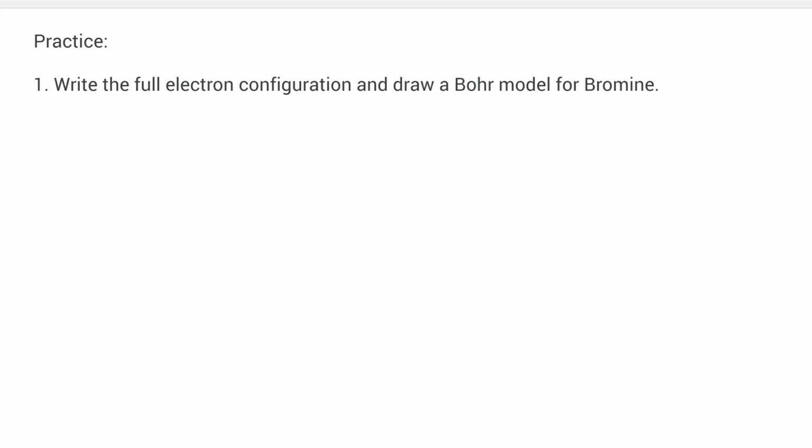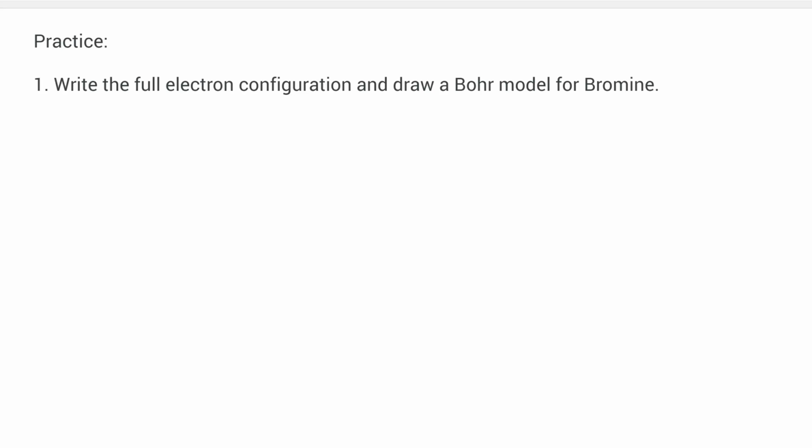All right, last but not least, we're going to practice writing the full electron configuration and then drawing a Bohr model to show where the electrons are, to show what energy level the electrons are in. So we're going to do this for bromine. Start out by writing your electron configuration for bromine. Use your periodic table and write the full electron configuration for bromine. While you do it, I'm going to write it up here, and then you can check against mine.